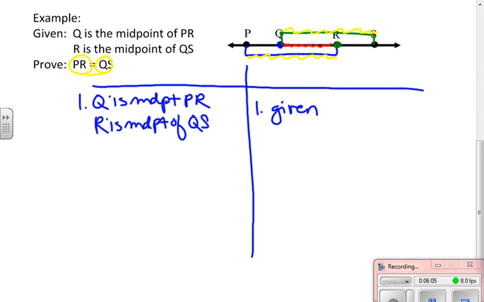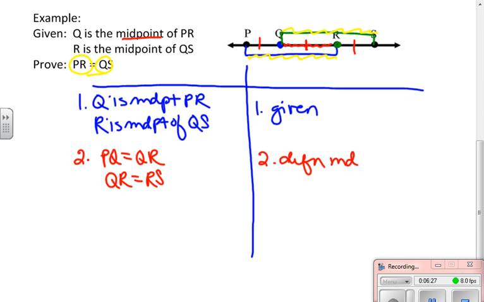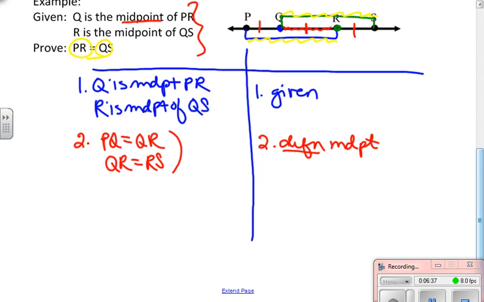So in this case, what does the given give me? Well, midpoint gives me equal pieces. So I know that PQ is equal to QR, and I know that QR is equal to RS, and that is by definition of midpoint. Remember, if I go from words to an equation, it's a definition of the thing, whatever it is I'm doing. Now I see these are both equal to QR, so I'm going to say that PQ is equal to RS by substitution. That just seems like a natural step.